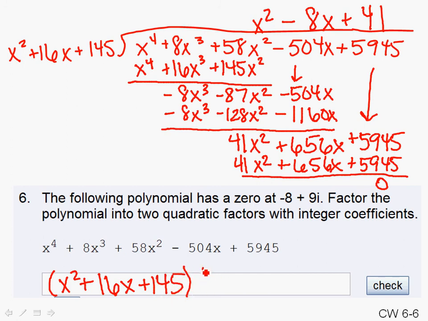Our other is x squared minus 8x plus 41. Okay. So our x squared plus 16x plus 145 was one of the factors. We divided it in. Our quotient, x squared minus 8x plus 41, is the other factor.